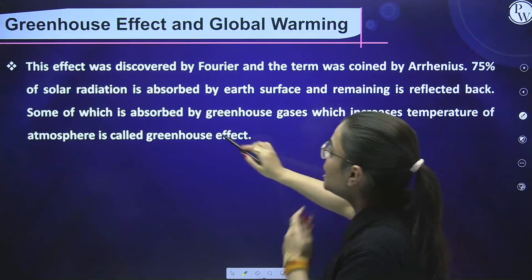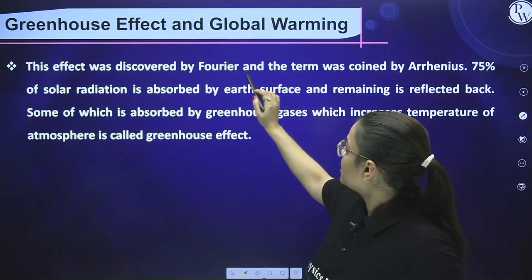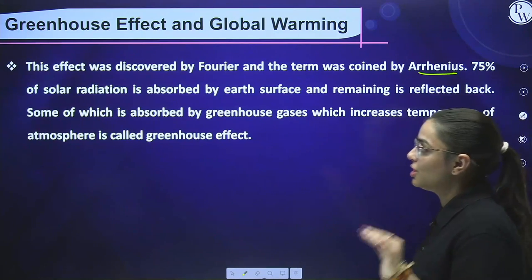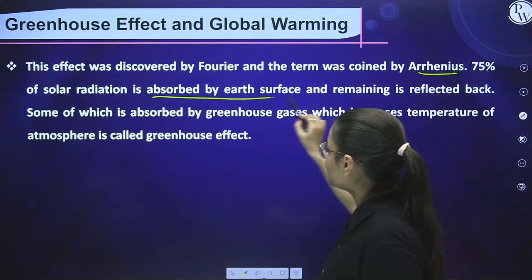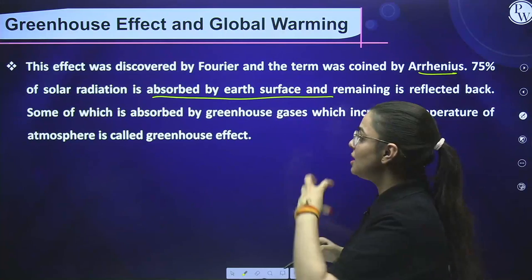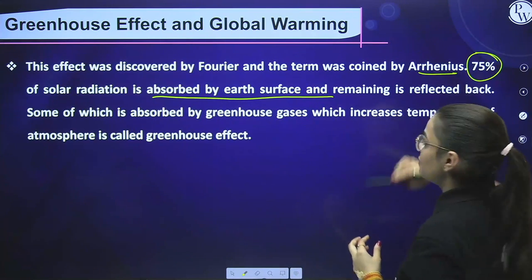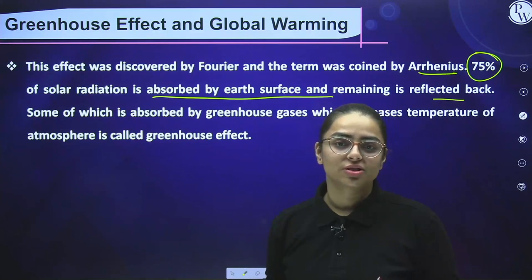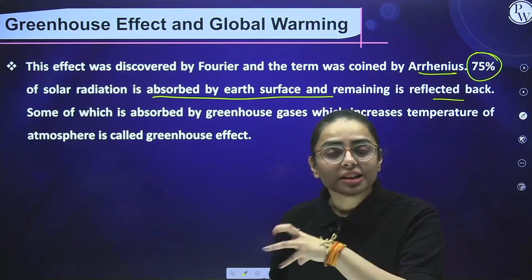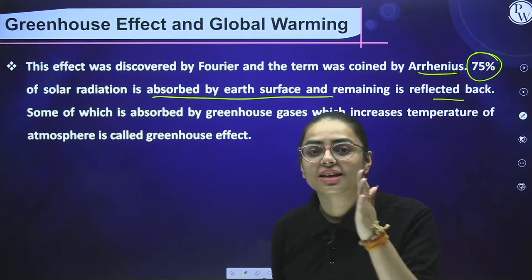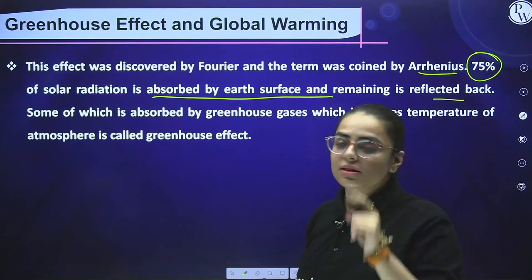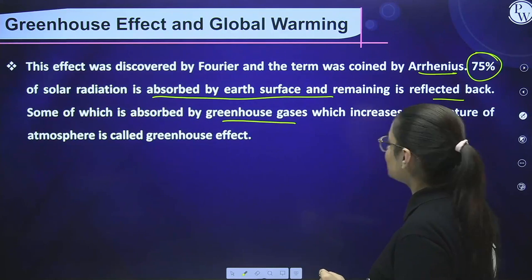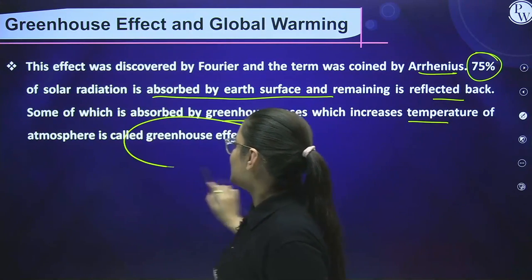Now students, let us read. This effect was discovered by Fourier, and the term was coined by Arrhenius. 70% of the solar radiation is absorbed by the Earth's surface. They absorb how much radiation? 75%, and the remaining is reflected back. You can see how much is reflected back. And 75% is present inside. They come inside the layers, right? Some of which is absorbed by the greenhouse gases, which increases the temperature of the atmosphere, called the greenhouse effect.